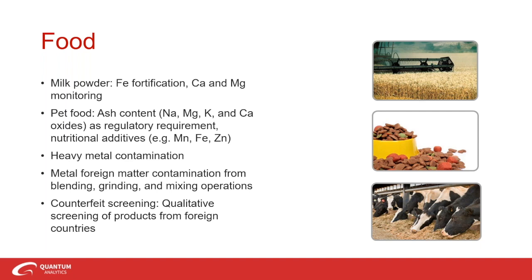In pet food, knowing the ash content like sodium, magnesium, potassium, calcium oxides, these are all a regulatory requirement. Even knowing the nutritional additives such as manganese, iron, and zinc. You can screen for heavy metal contaminants or metals in some sort of foreign matter that got contaminated into your food or feed because of the blending or the grinding and mixing up operations in your facility.